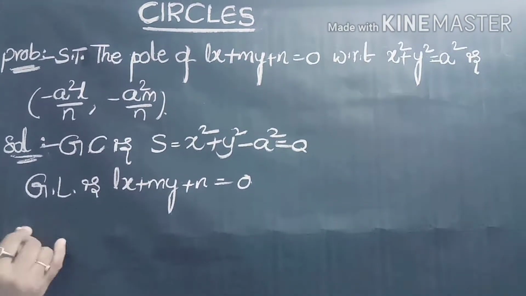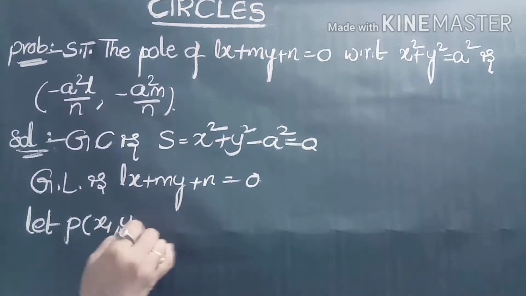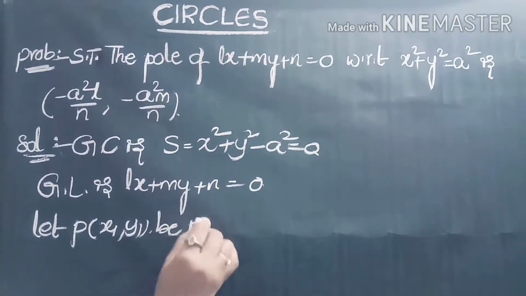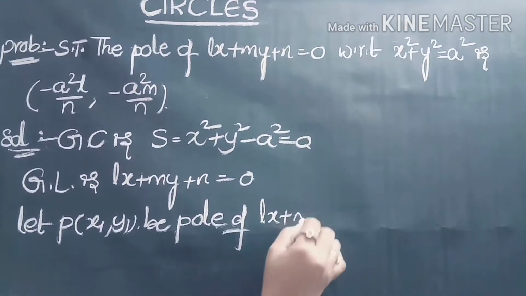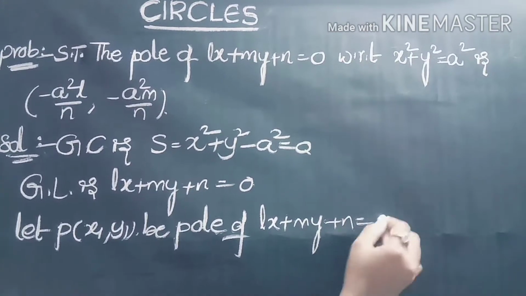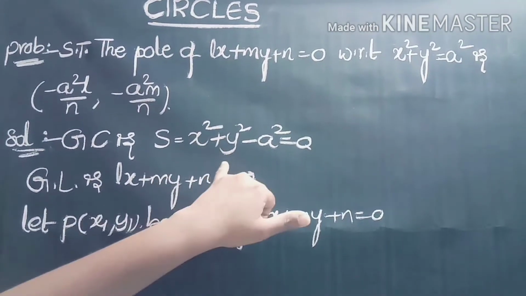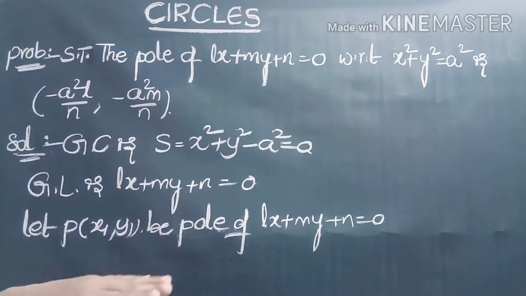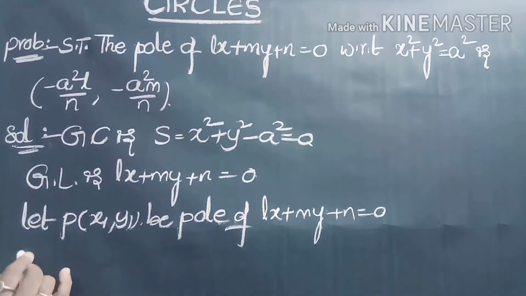So further we are taking that let P = (x1, y1) be the pole of this line, that is, let P = (x1, y1) be the pole of Lx + My + N = 0. Now what is the polar equation? Equation of the polar of (x1, y1) with respect to S = 0 is S1 = 0. Polar of P is S1 = 0. So we are taking that formula here.